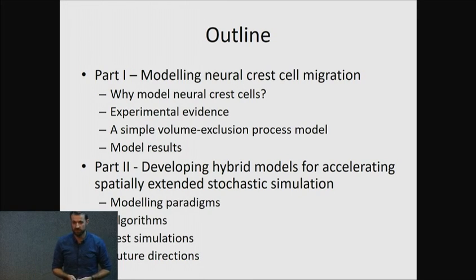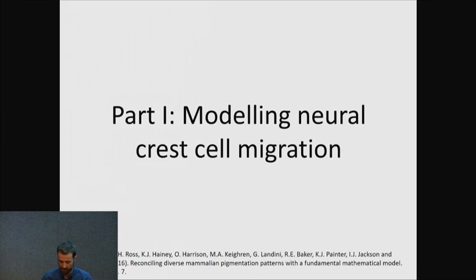So I'll talk about different modelling paradigms, different ways we model diffusion or reaction diffusion, some algorithms that we've come up with to couple these things, and then I'll show you that at least in one of the cases we can actually show that it works. Then I'll talk about where we're going to go with this in the future.